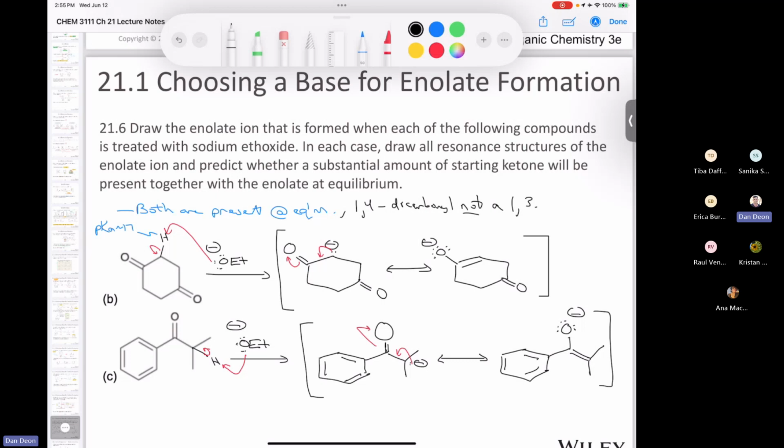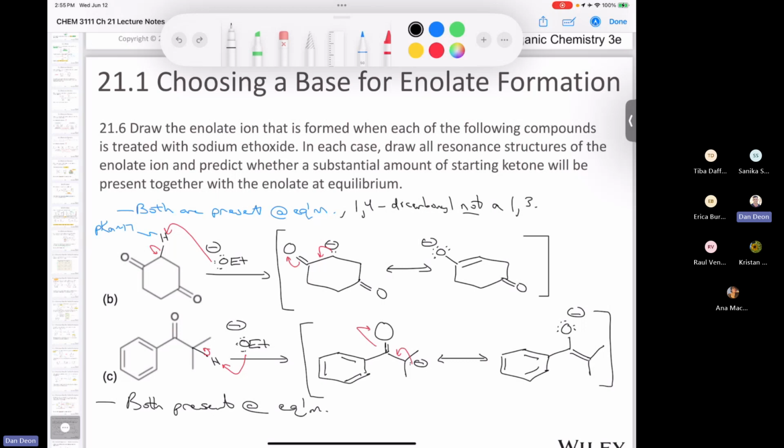Now in this case, again, you're going to have an appreciable amount of both. Both are going to be present at equilibrium. And the reason why is the pKa of this proton is going to be around 18 or something like that. And the pKa of ethanol is around 15, 16, something like that. And so they're very close. And so yeah, you're going to have both of them present.